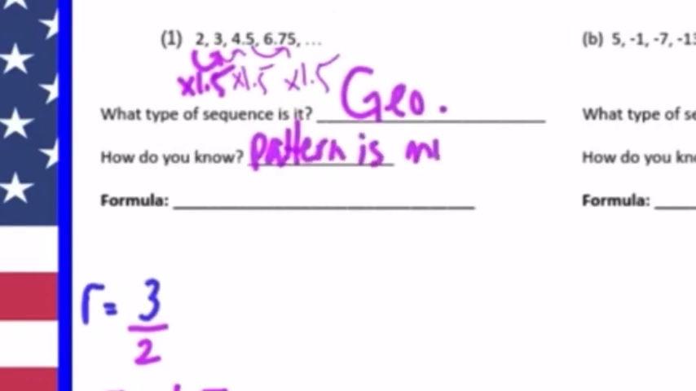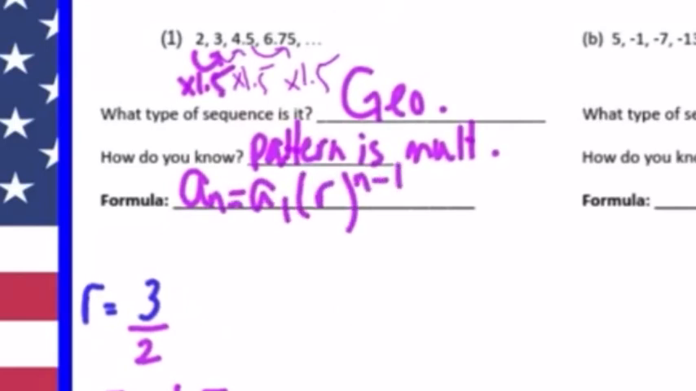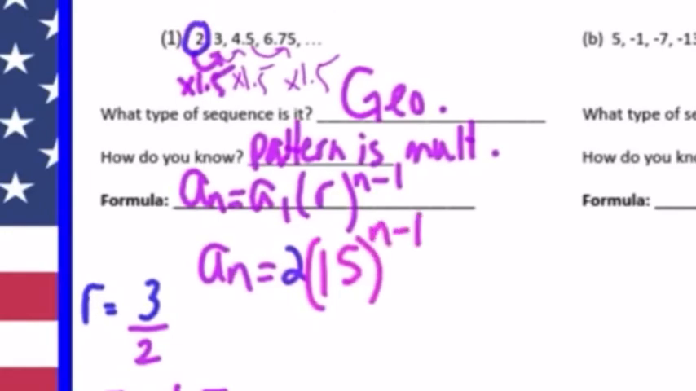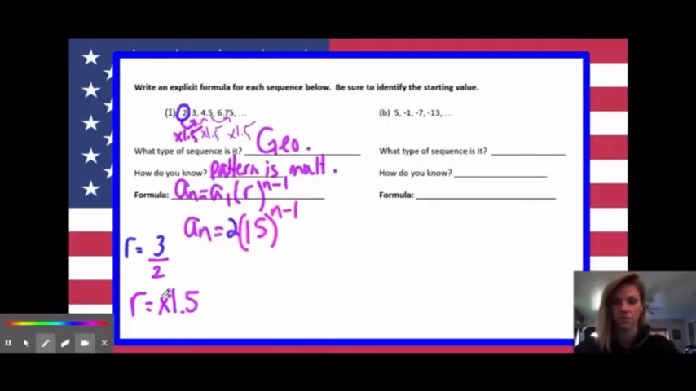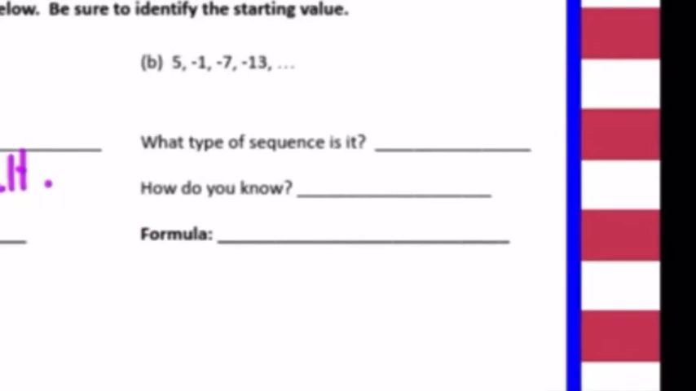is multiplication. The formula is a sub n equals a sub 1, parentheses r, raised to the n minus 1. We're going to substitute in a sub n equals, what's a sub 1? Well, my first number is a 2. So 2 times my pattern, which is 1.5, raised to the n minus 1. And we're good. Okay, let's look at B. Same idea. I'm going to first check to see if it's arithmetic, because I just think that's the easiest one to check first. So from a 5 to a negative 1.